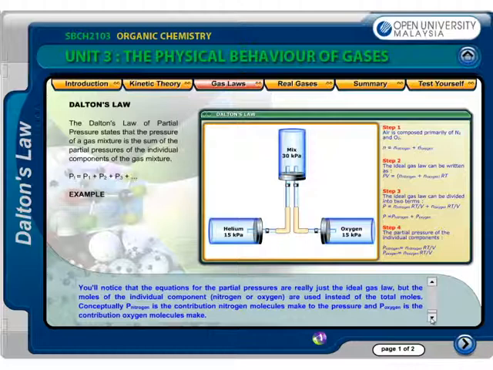Conceptually, P nitrogen is the contribution nitrogen molecules make to the pressure, and P oxygen is the contribution oxygen molecules make.